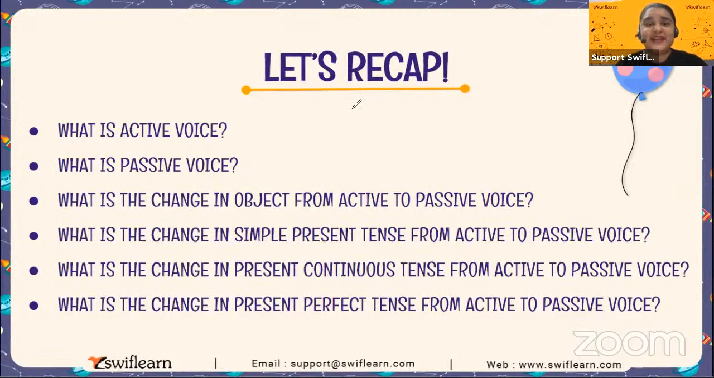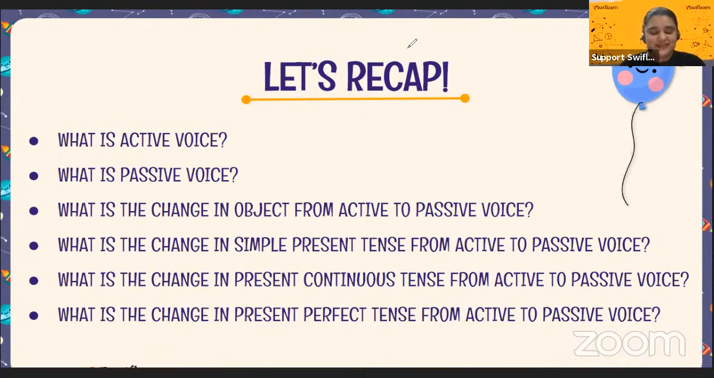Let me give you an example for your help. When we say they sell houses, in this, tell me the subject. The subject is they, sell houses. So this is which tense? Simple present tense. Here we have subject, verb and object.